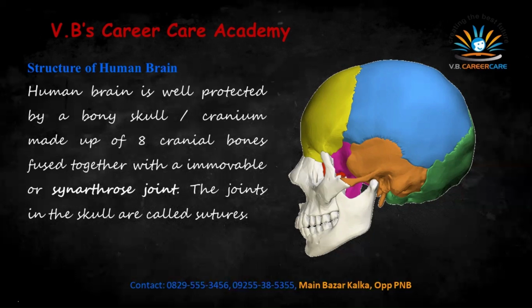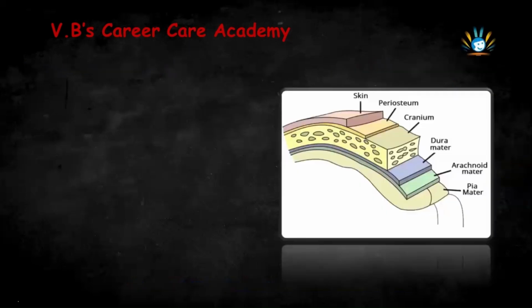Okay, let us move on to the structure of the human brain. The human brain is well protected by a bony skull, or in scientific terms a cranium, and it is made up of 8 cranial bones which are fused together with the help of an immovable joint, in scientific terms known as a synarthrose joint. These joints in the skull are also called sutures.